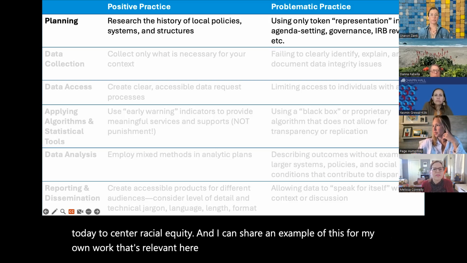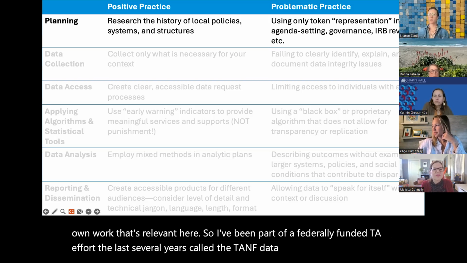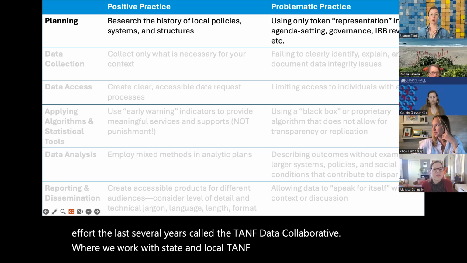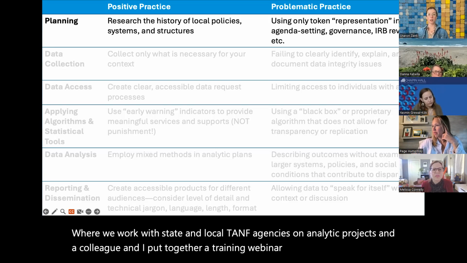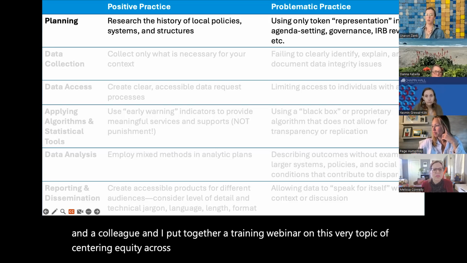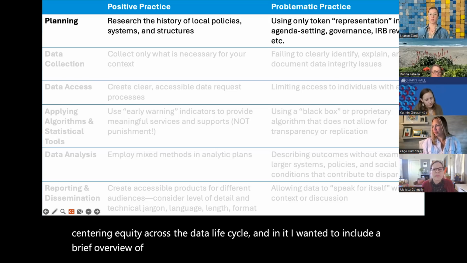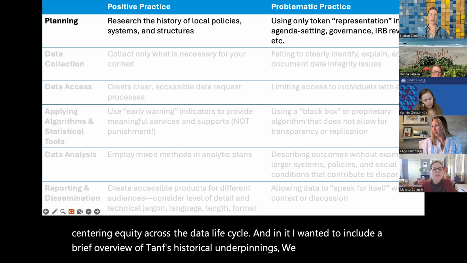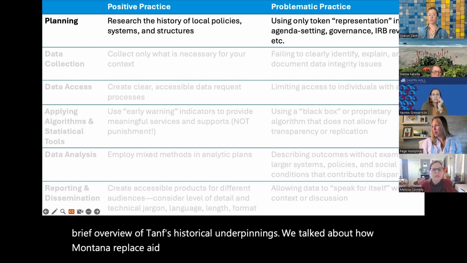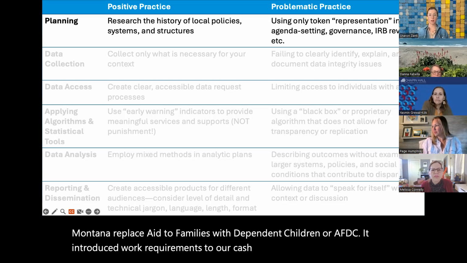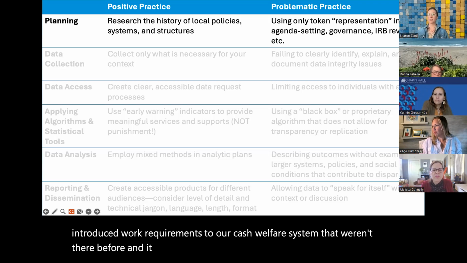So I've been part of a federally funded TA effort the last several years called the TANF Data Collaborative, where we work with state and local TANF agencies on analytic projects. And a colleague and I put together a training webinar on this very topic of centering equity across the data lifecycle. And in it, I wanted to include a brief overview of TANF's historical underpinnings. We talked about how when TANF replaced Aid to Families with Dependent Children, or AFDC, it introduced work requirements to our cash welfare system that weren't there before. And it came with some pretty drastic cuts to the number of families who were eligible for benefits.